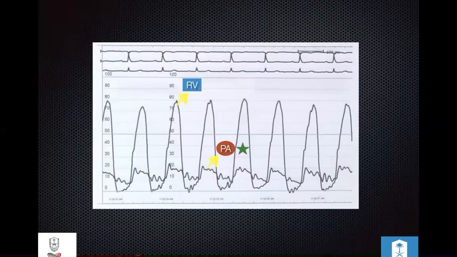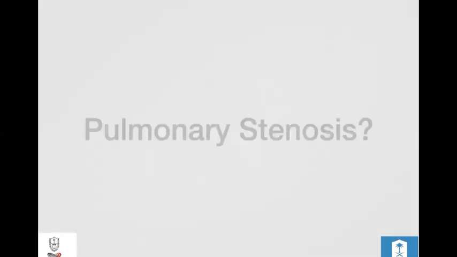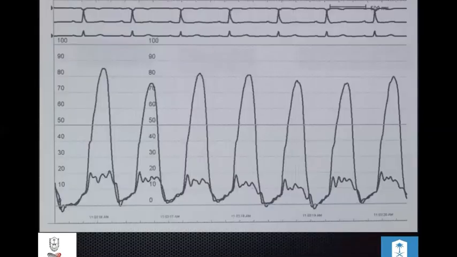So your catheter is in the pulmonary artery and another catheter in the right ventricle. So you know there's a gradient. So what's your differential? Is this pulmonary stenosis, right? But you pull your catheter lower down from the PA to the right ventricle, and you see this.